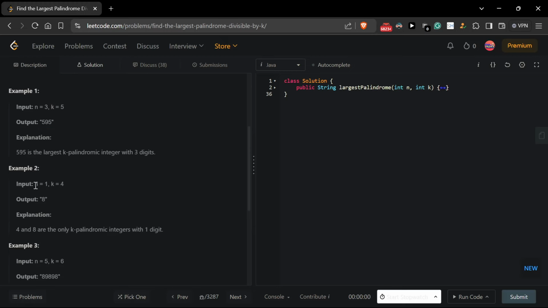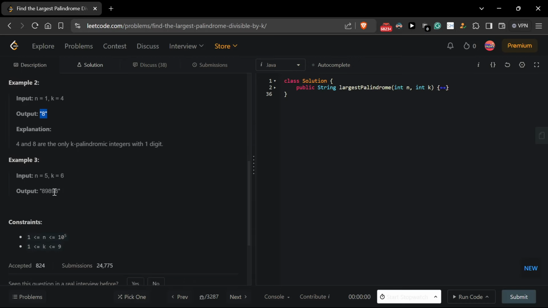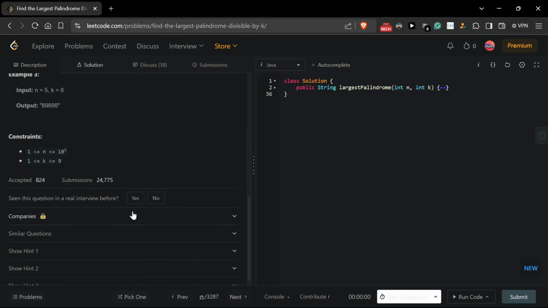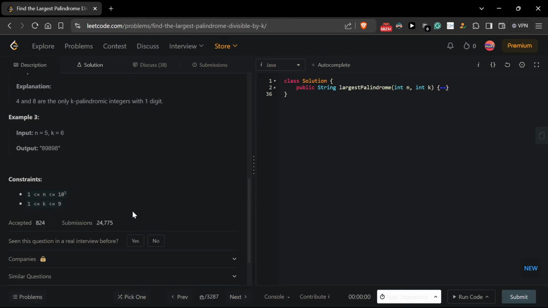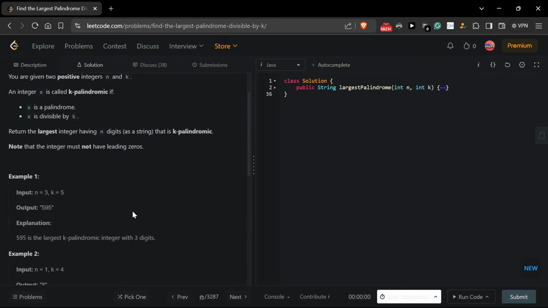Next, if k is 4, then 8 is the largest palindromic value which is divisible by 4. Next we have the third test case. If you look at the constraint, our k value is very small, so we can utilize this. The k value is from 1 to 9, so we can apply divisibility rules.